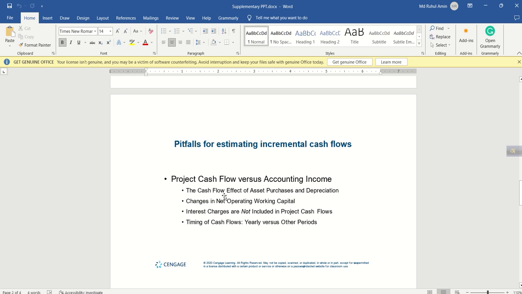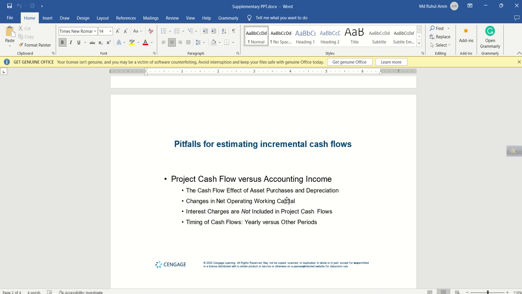Then second, the cash flow effect of particular purchases and depreciation. So think of a company. If we say the company will grow, how will the company grow? Definitely the company needs to buy assets or other fixed assets. And if the company buys an asset, the lump sum amount of money we do not report in the profit and loss account, because this is a fixed asset, a revenue generating asset.